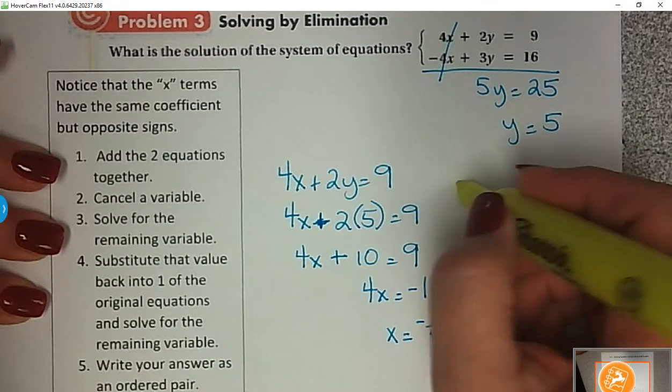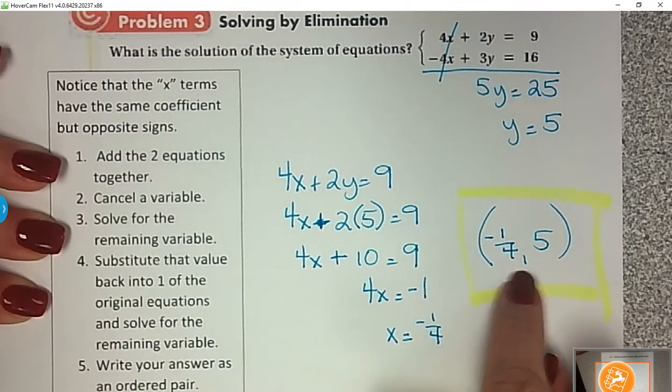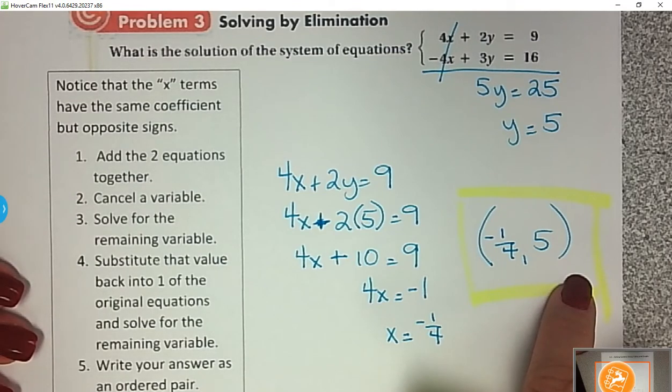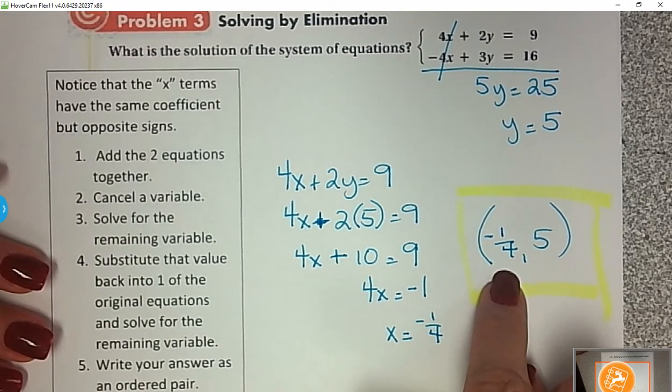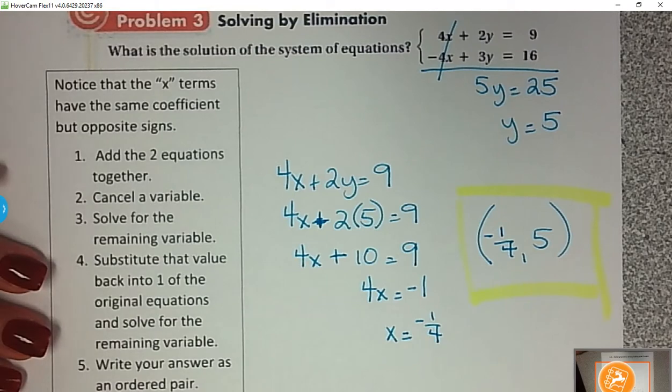This is your solution. And if you notice, because my answers are fractions here, this is one that would be hard to get by graphing or even looking at a table, because you don't normally graph things in decimals or in fractions. You can, but it's not always very easy. And your tables are not always set up in fractions. You can always adjust those, but elimination here for this one was so much easier.